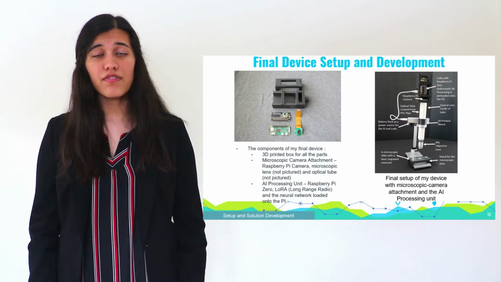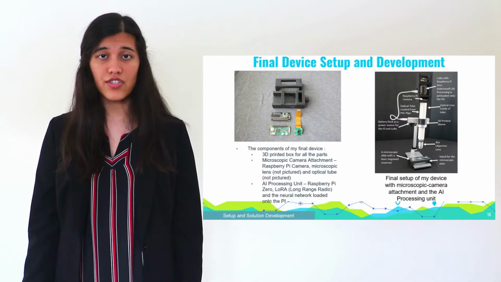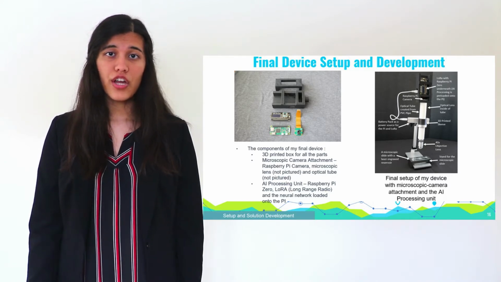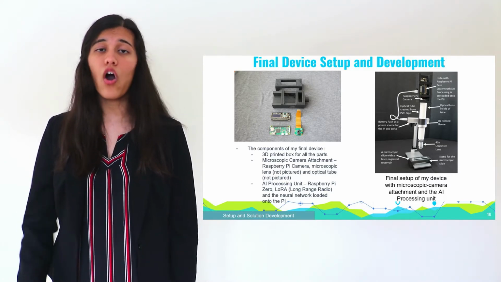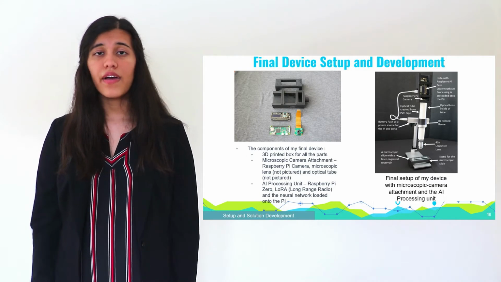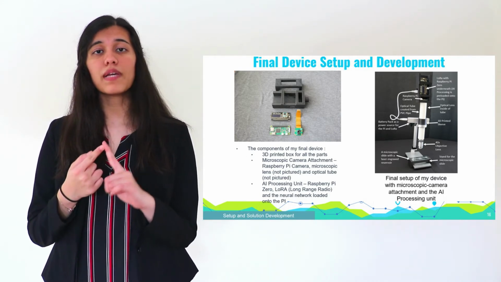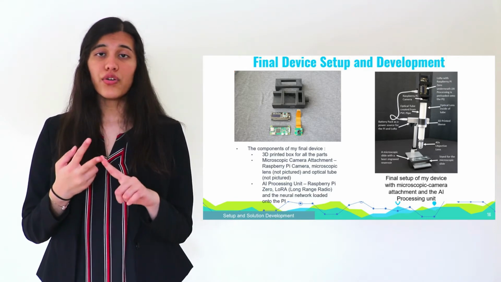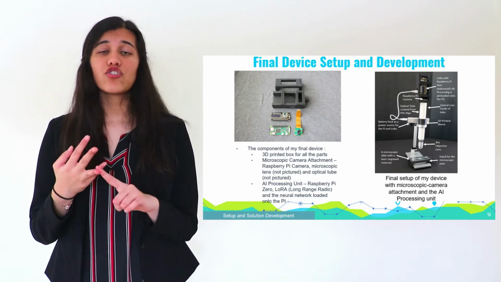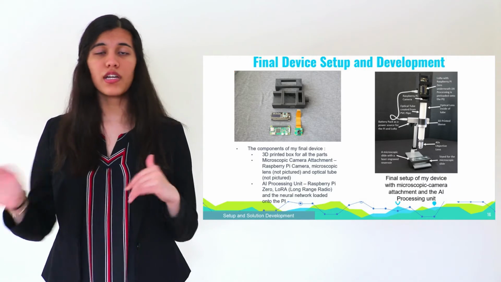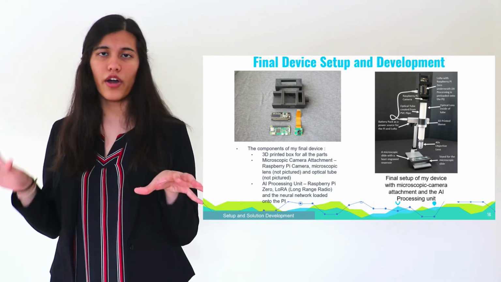I then moved on to the final stage of my design success criteria and of my research, the creation of my cohesive all-in-one device. This device had 3 main systems: the imaging system, which is where the microscopic images would be taken, the neural network or AI processing, and the transmission system, which would allow it to communicate between the water pipes and the water plant.